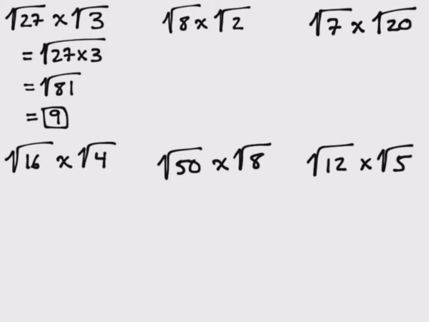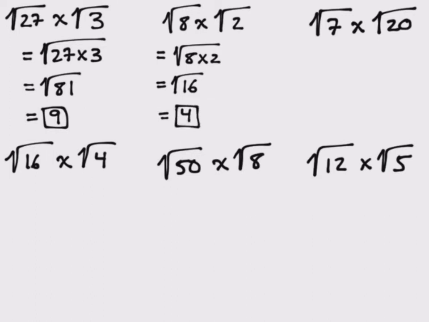How about another one? The square root of 8 times the square root of 2. I don't know what the square root of 8 is. I don't know what the square root of 2 is. But I do know that we have the option of writing this as the square root of 8 times 2. And 8 times 2, that's a nice number, that's 16. And 16 happens to be a perfect square, and we know its square root, namely 4.